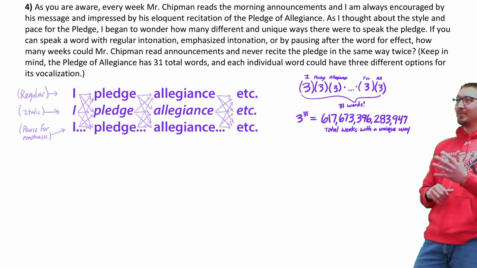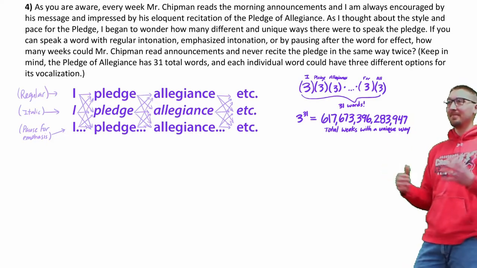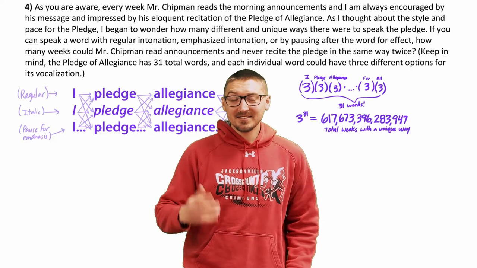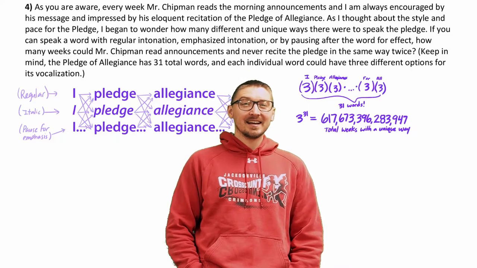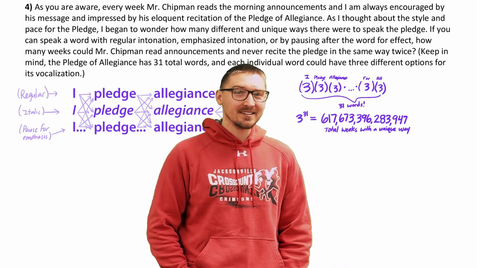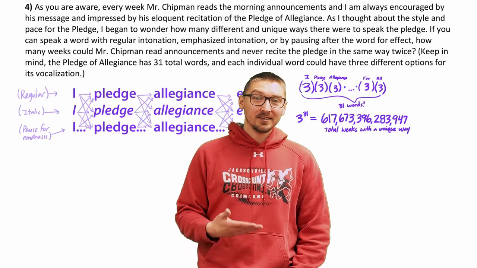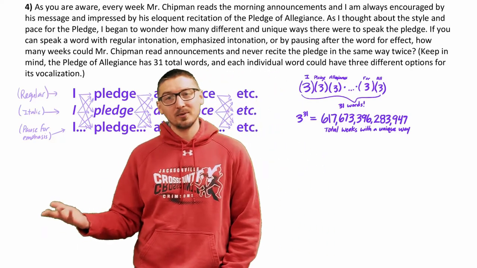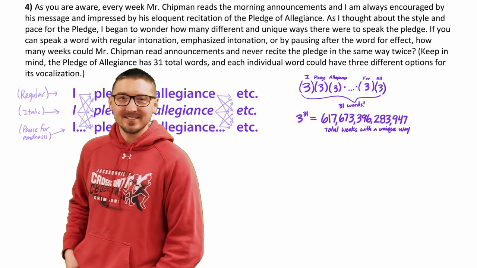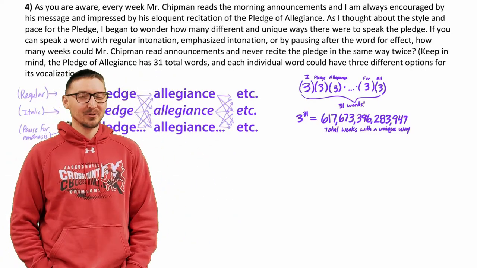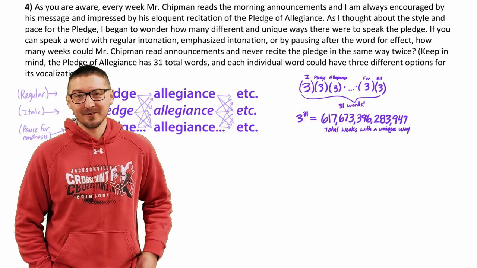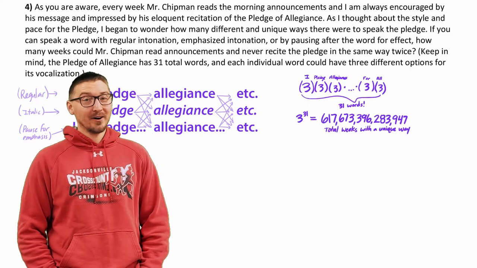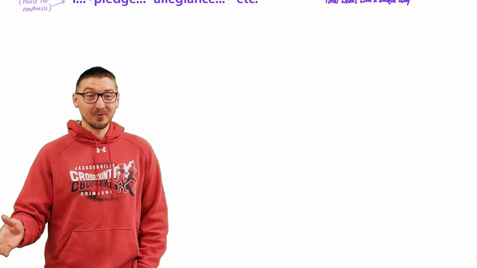And that, if you put it in your calculator, is a very large number. It is 617,673,396,283,947 different weeks that you could say a unique pledge. Which I was interested, how many years is that? That's over 11 trillion years. So we have quite a few left over before we ever finish up. I'm waiting for the time when we get all of the words to have a pause for emphasis. That'll be a great week.